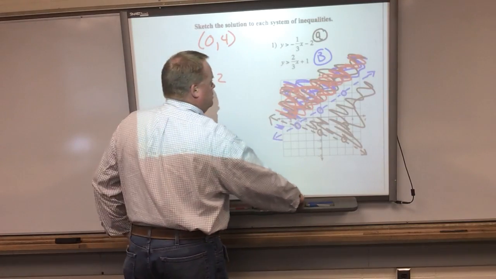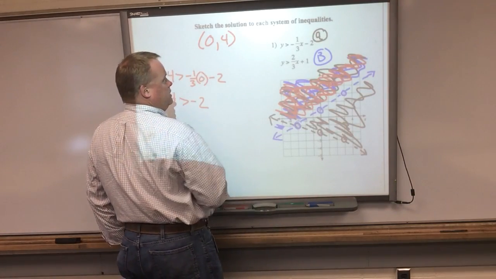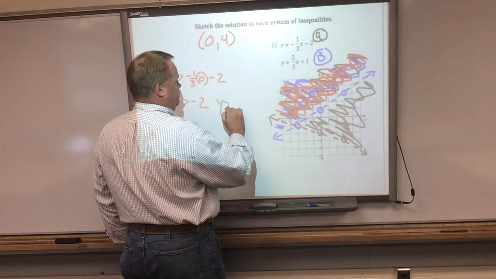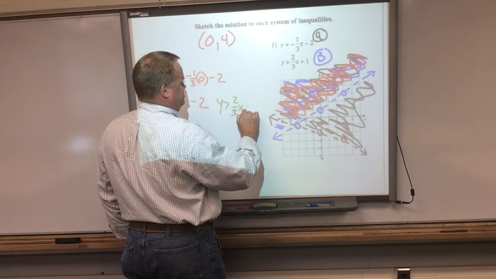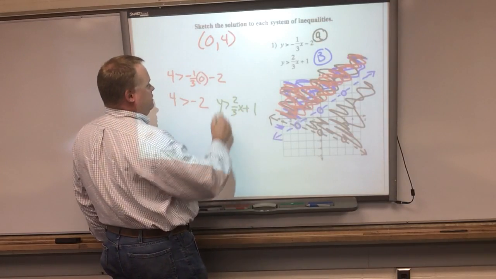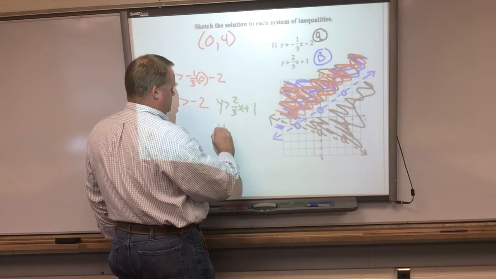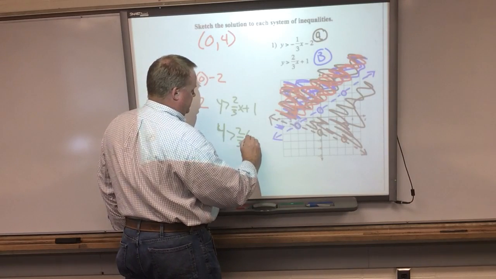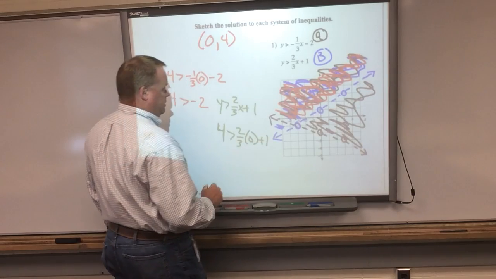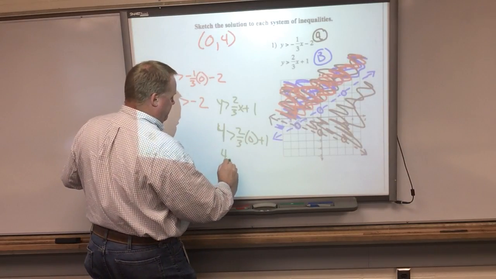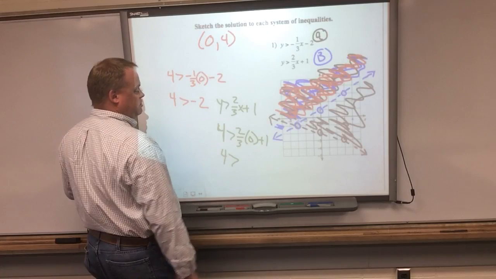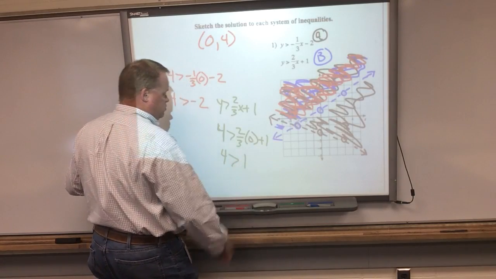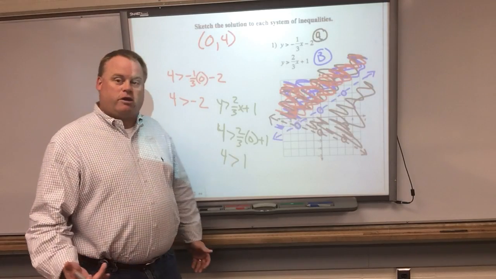The second one, y greater than 2/3 x plus 1. Let's plug it into that one. Plug a 4 in for y. So that's 4 greater than 2/3 times 0 plus 1. Well, 0 times 2/3 is 0. So all I have left is 1. Is 4 greater than 1?